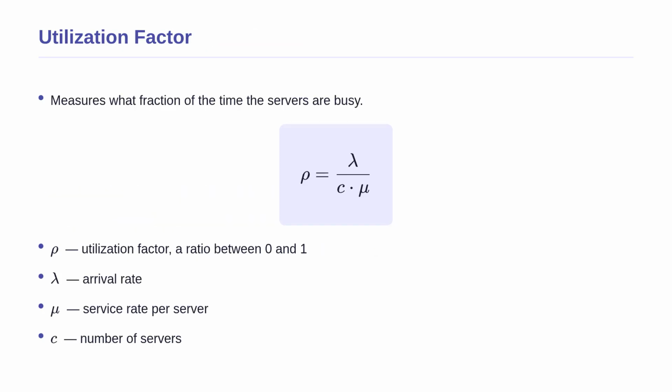This brings us to our first major formula, the utilization factor. Conceptually, this formula compares the amount of work coming into the system against the maximum amount of work the system can handle. We represent the utilization factor with the Greek letter rho. It equals the arrival rate lambda divided by the product of the number of servers C and the service rate mu. This tells us what fraction of the time the servers are busy. If rho is close to 0, servers are mostly idle. If rho is close to 1, servers are at maximum capacity. If rho is greater than 1, the line will grow infinitely long.